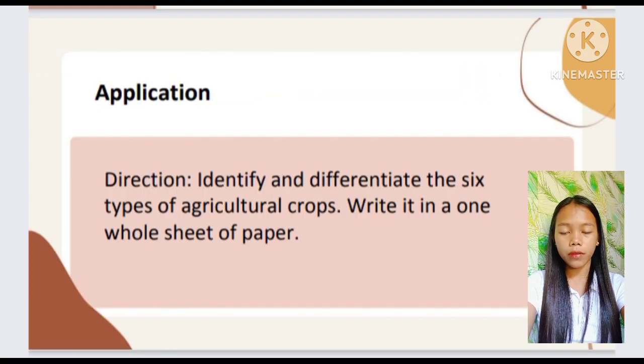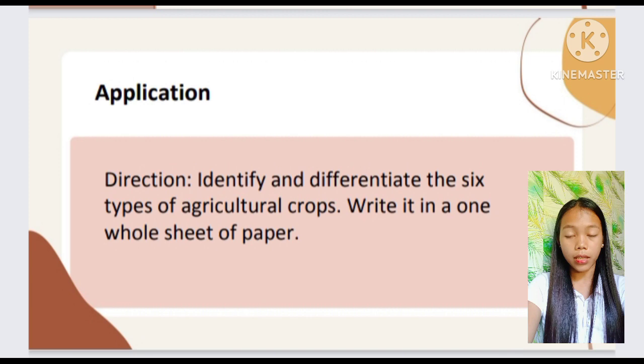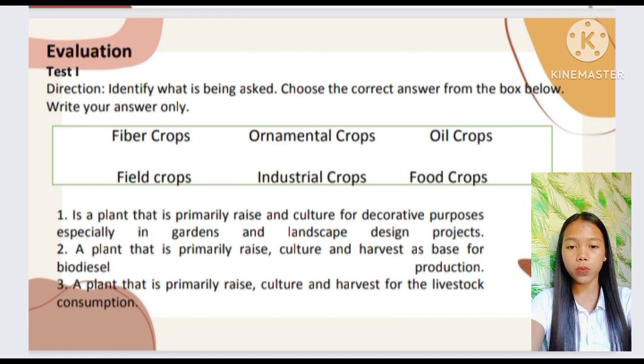So to know if the students really understand the discussion, I have given a short activity. Direction: identify and differentiate the 6 types of agricultural crops and write it on one whole sheet of paper. For the evaluation, test 1, direction: identify what is being asked. Choose the correct answer from the box below and write your answers only.